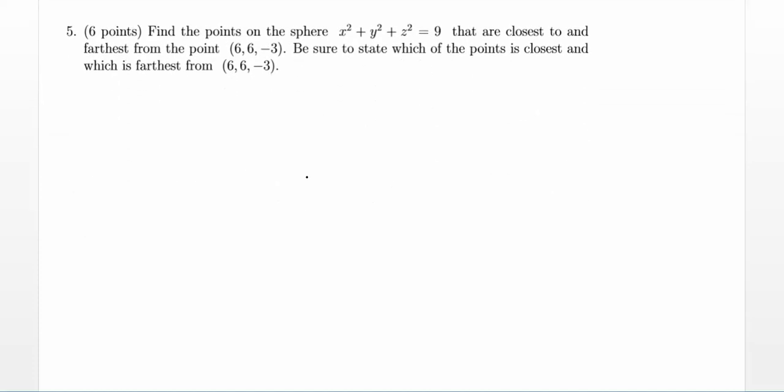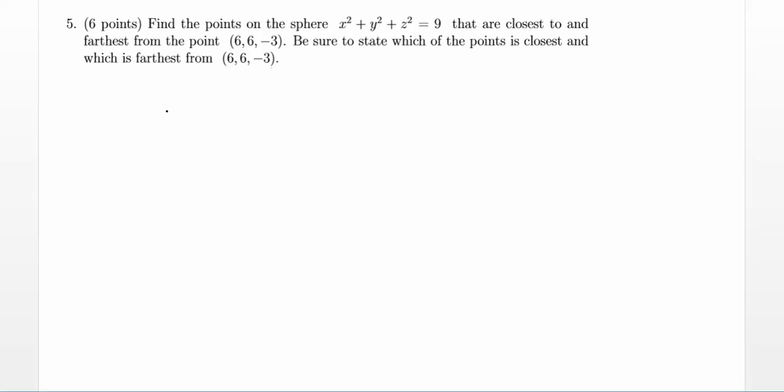Find the points on this sphere that are closest to and farthest from the point 6, 6, negative 3. Be sure to state which of the points is closest and which is farthest. Okay, so before you try to do any Lagrange multipliers or any type of optimization problem that you did at the end of the course, there's a faster way to do this problem actually.